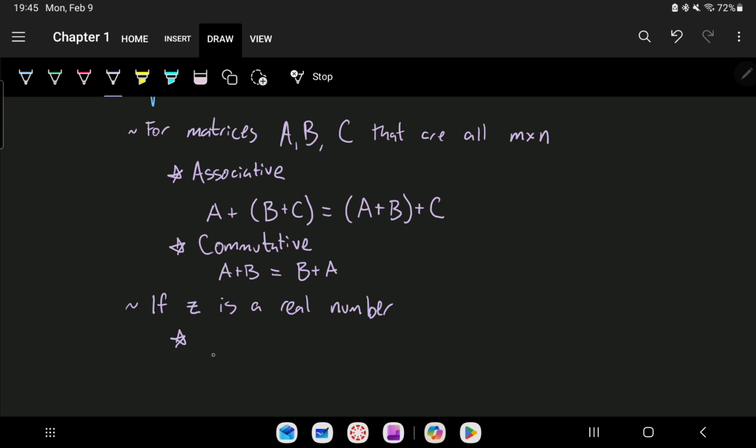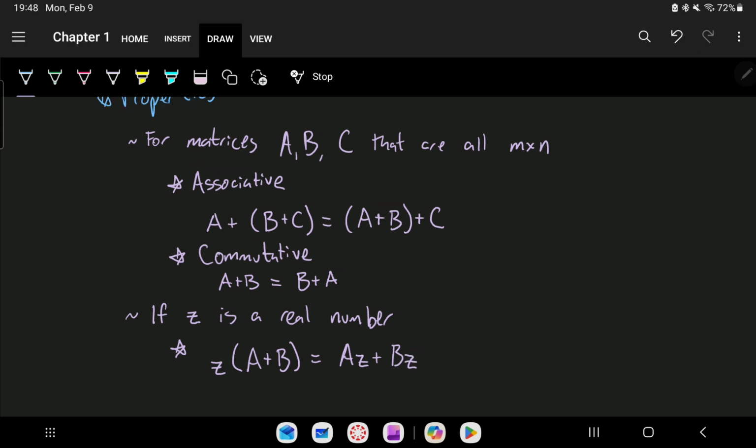If you'll remember that from early algebra, we're going to say Z times, in parentheses, A plus B. It's going to be the same thing as saying AZ plus BZ. Right, and pretty much all of the properties of addition for matrices will boil down to these. It's associative, so grouping does not matter. It's commutative, so order does not matter. And it's distributive, so if you have a real number multiplied by an addition within parentheses, you can apply that real number to both of the addition components individually.